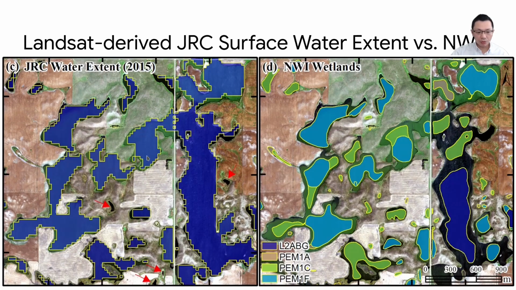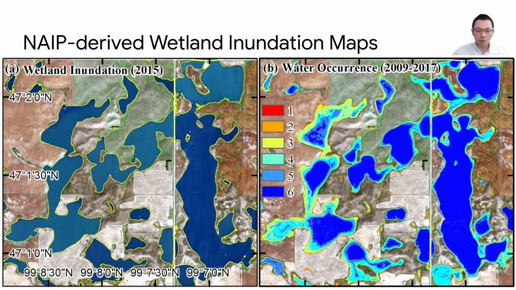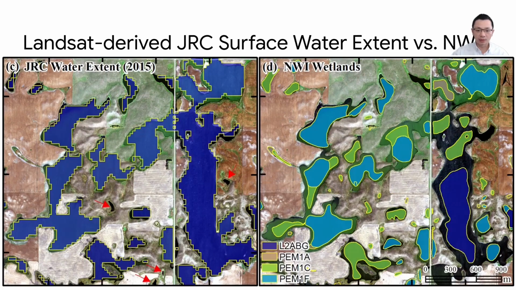Compare our results to the JRC 30-meter resolution and also the NWI. You can see the improvement dramatically. Like I mentioned earlier, with the JRC 30-meter, some of the smaller wetlands were not captured, and the NWI was very detailed, but it does not reflect the current inundation status. So we can use Google Earth Engine to quickly provide an updated status of the wetlands in the region.